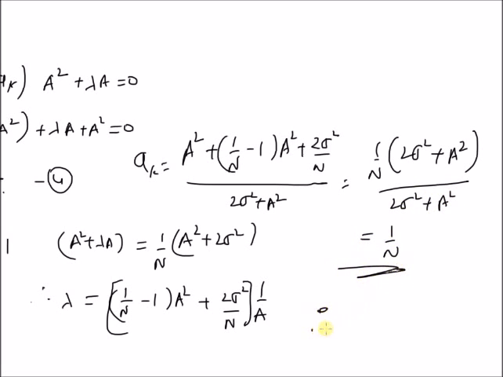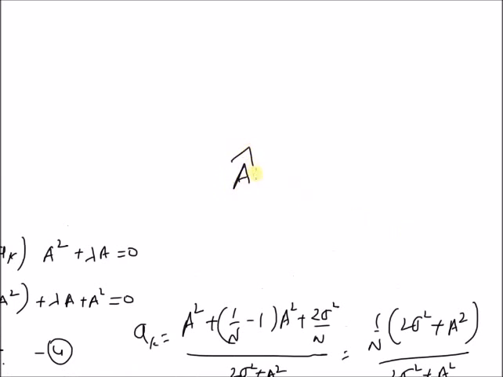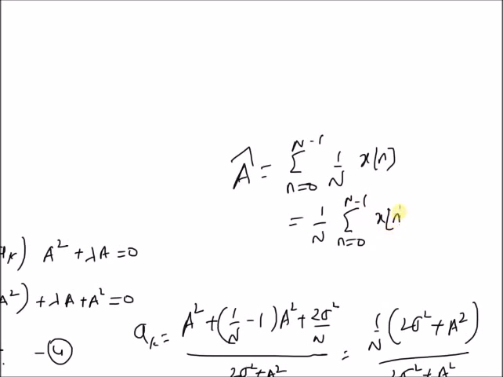Therefore, the optimal value of a_n is equal to 1 by N, and hence the estimator a hat is equal to the summation n equal to 0 to N minus 1 of 1 by N times x of n, which is basically equal to the average, that is the sample mean. Hence the sample mean is the optimal estimate for the parameter a.